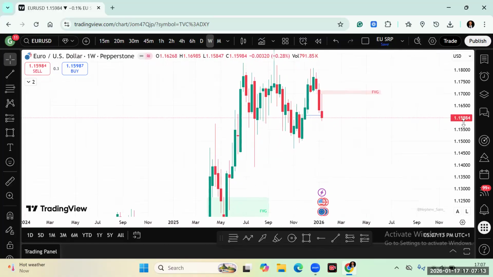And this is the weekly time frame. This is a massive break of structure on the weekly time frame that it did here. So let's look at the daily time frame.